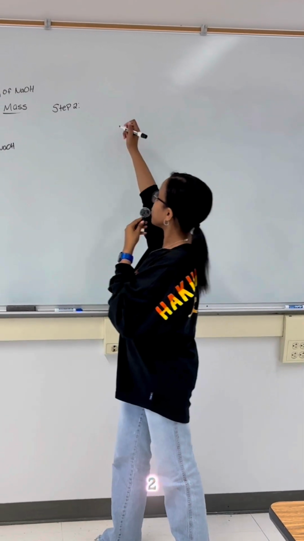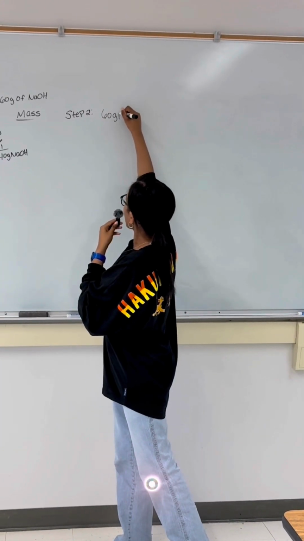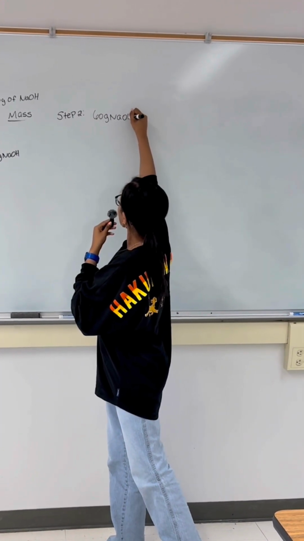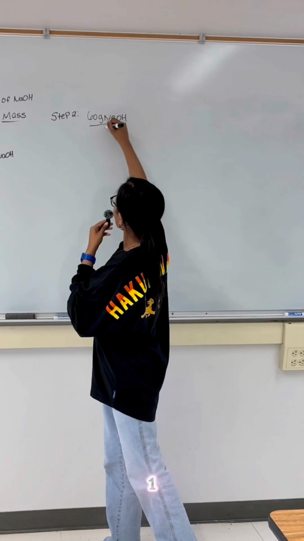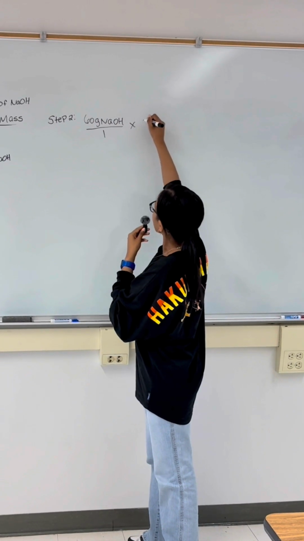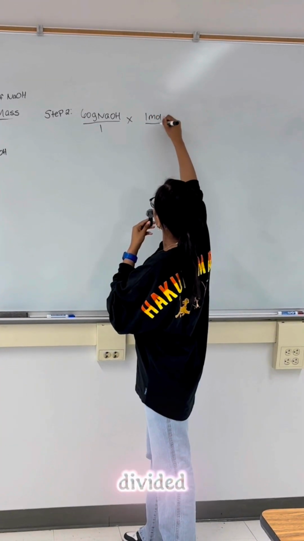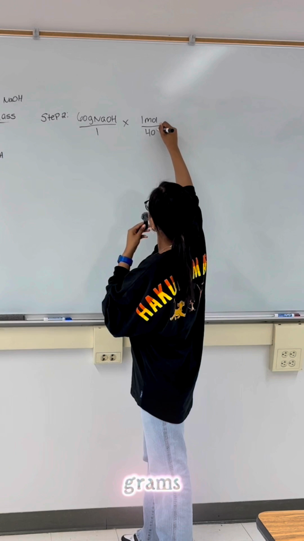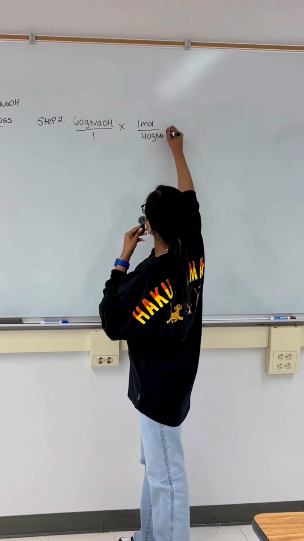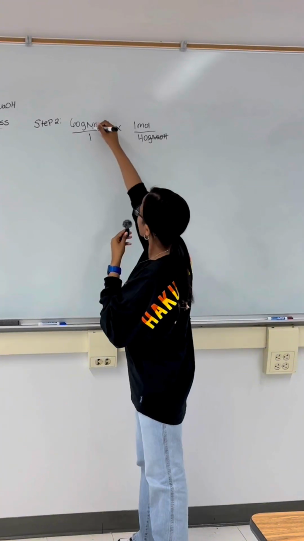For step 2, it consists of 60 grams of NaOH divided by 1. Then we're going to multiply it by 1 mole divided by 40 grams of NaOH. Then we're going to cancel them out.